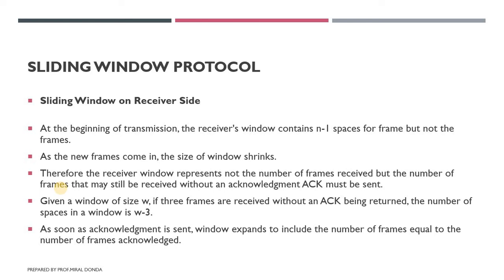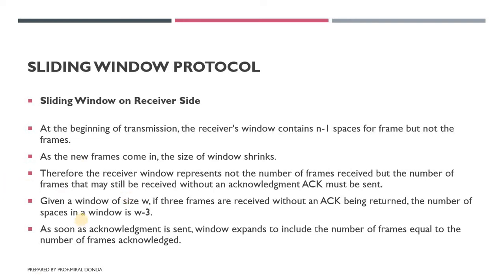Therefore the receiver window represents not the number of frames received, but the number of frames that can still be received without an acknowledgement being sent. Given the window size is W, if 3 frames were received without the acknowledgement being sent, the number of spaces in the window is W minus 3. So it received 3 frames, so 3 memories are removed from the window. That is why the new size has become W minus 3.